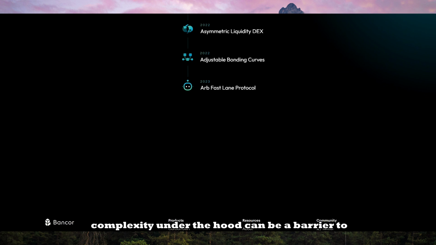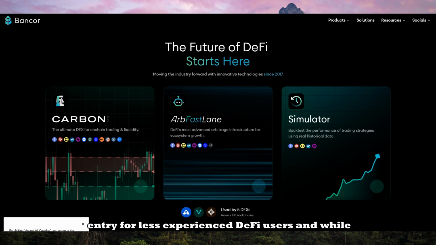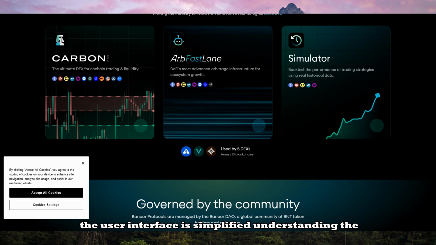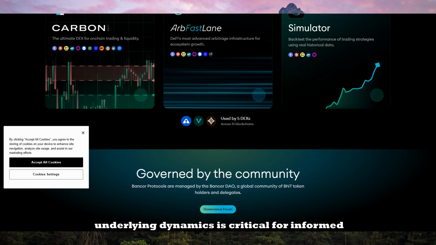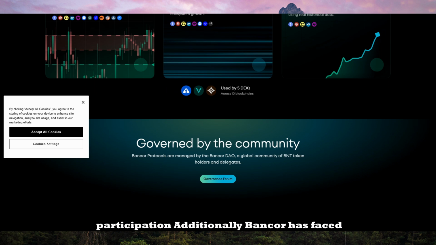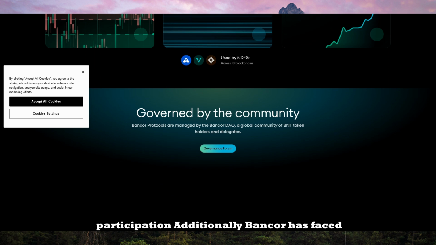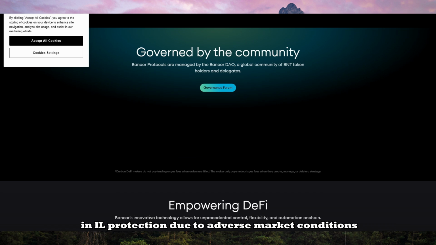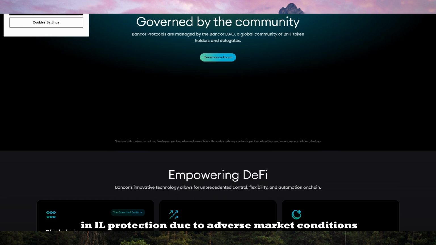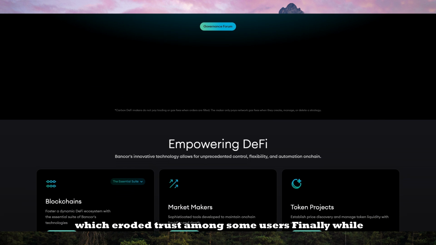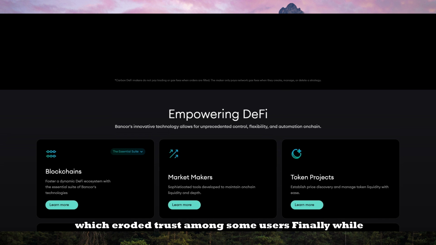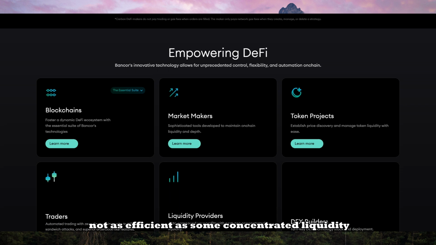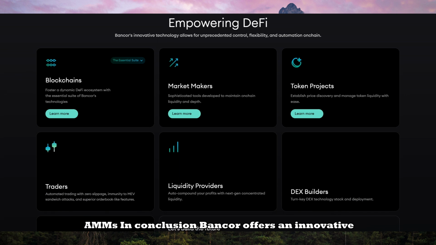The protocol's complexity under the hood can be a barrier to entry for less experienced DeFi users, and while the user interface is simplified, understanding the underlying dynamics is critical for informed participation. Additionally, Bancor has faced challenges in the past, including temporary pauses in IL protection due to adverse market conditions, which eroded trust among some users. Finally, while v3 aimed to improve capital efficiency, it is still not as efficient as some concentrated liquidity AMMs.